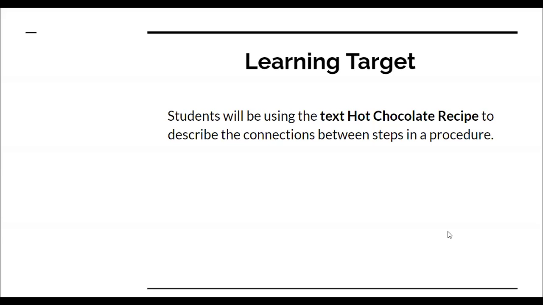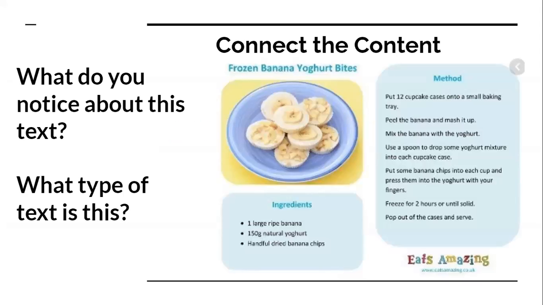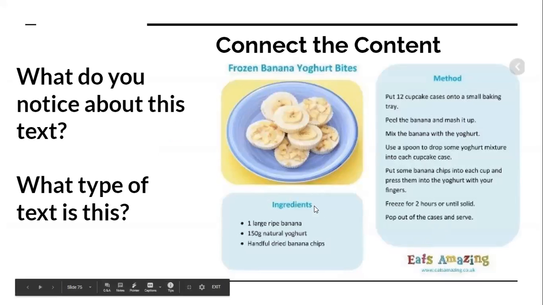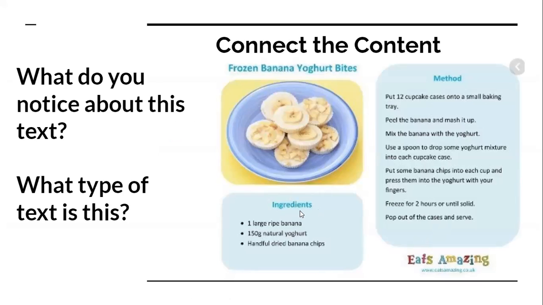Today, we'll be using the text hot chocolate recipe to describe the connections between steps in a procedure. What do you notice about this text? Well, we can see that there are ingredients: one large ripe banana, 150 grams of natural yogurt, and a handful of dried banana chips. We can see that there's a title and an illustration or a photo of banana chips. And then we can see that there are steps.